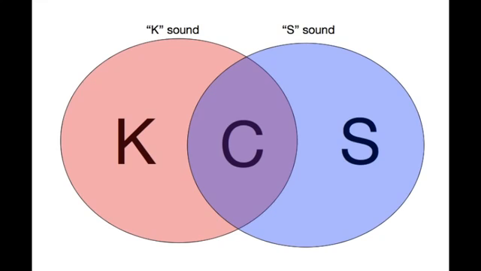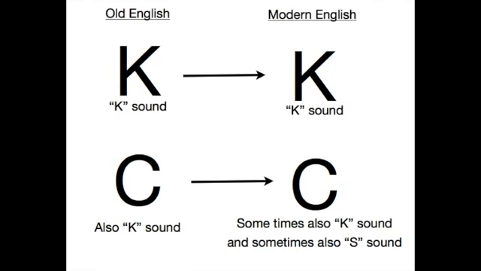Now, that explains why we have 2 letters for the k sound, but it doesn't explain why we pronounce the letter C as a s sound sometimes. Well, that's just because of random changes in pronunciation in English that's caused us to pronounce some k sounds as s sounds. So that's why the alphabet is the way it is.